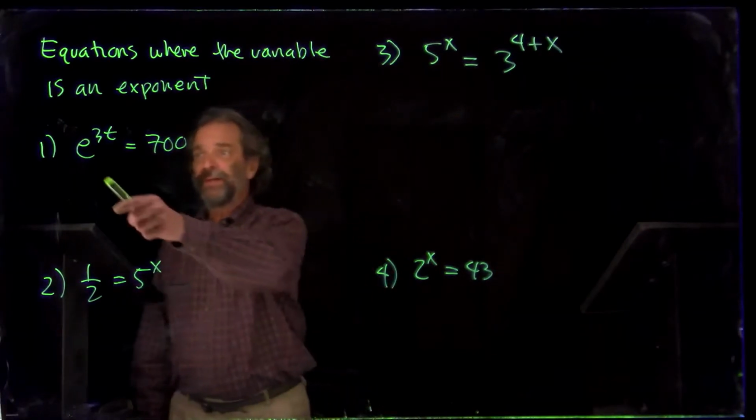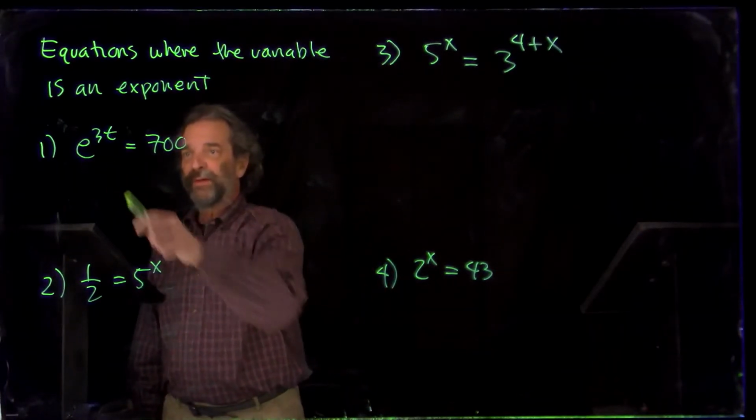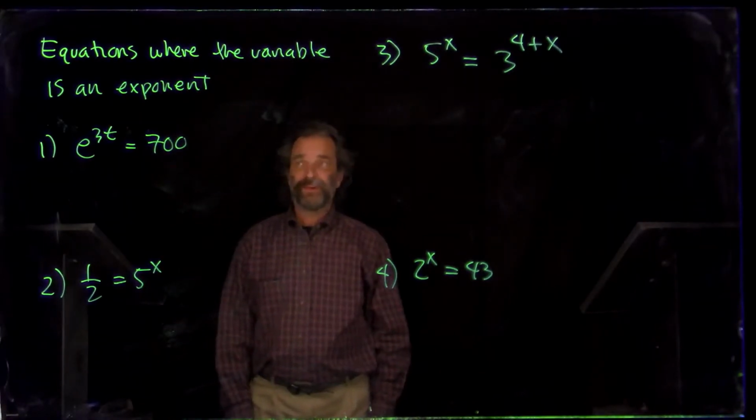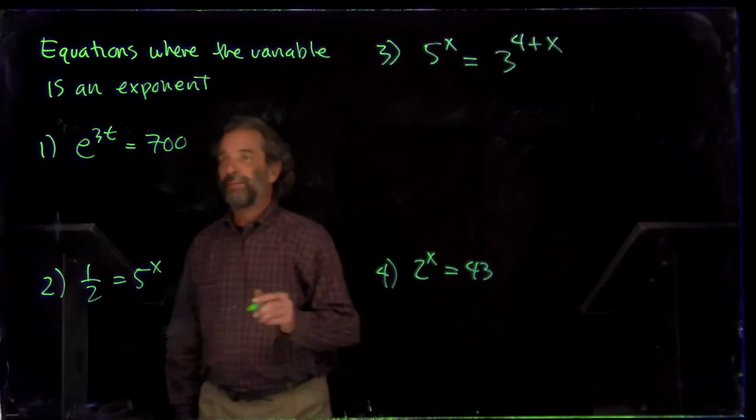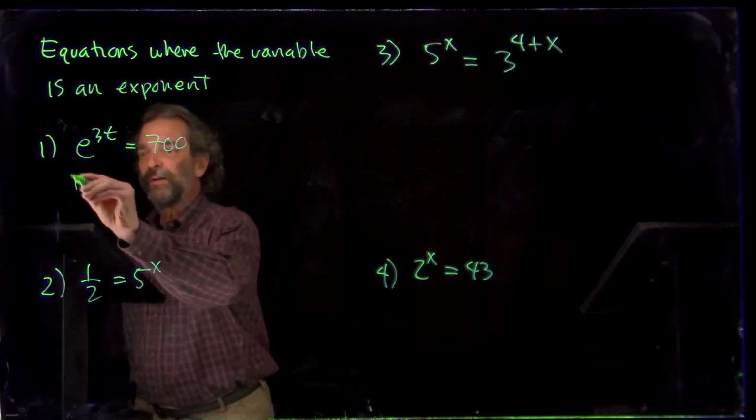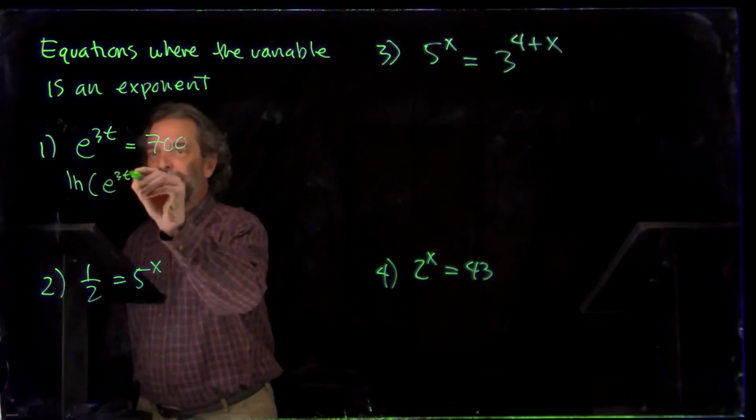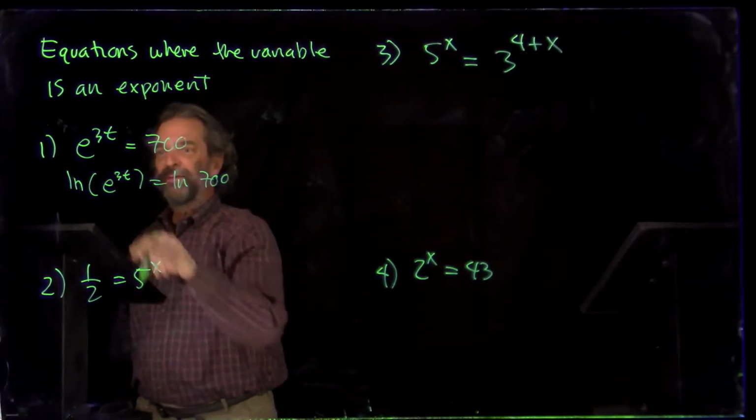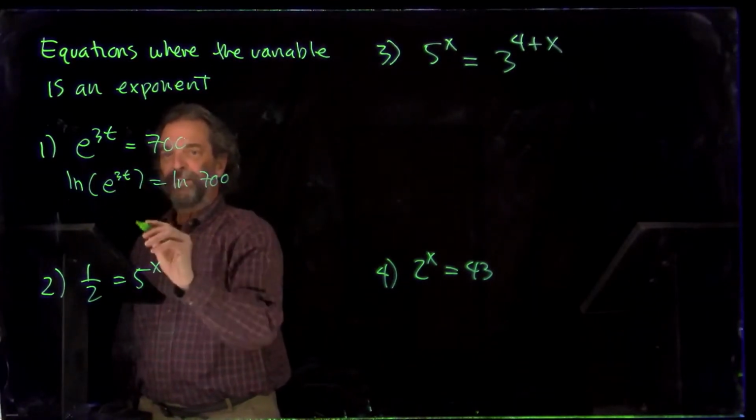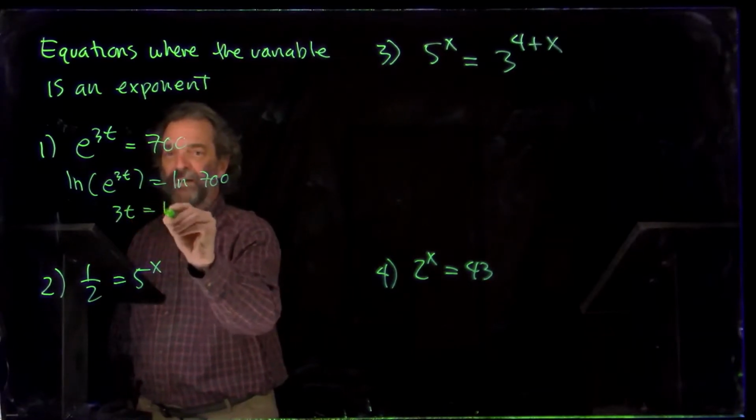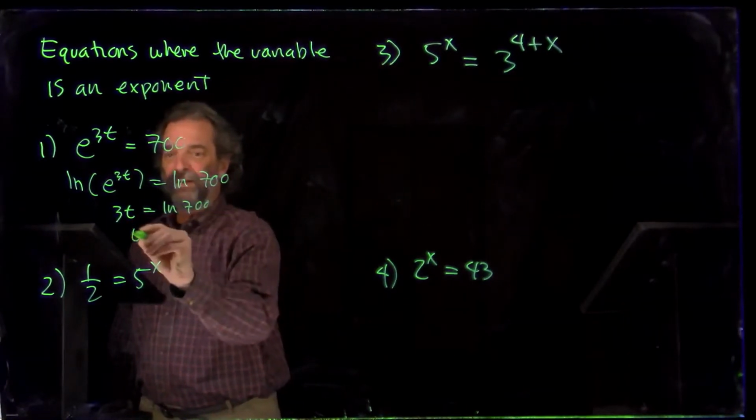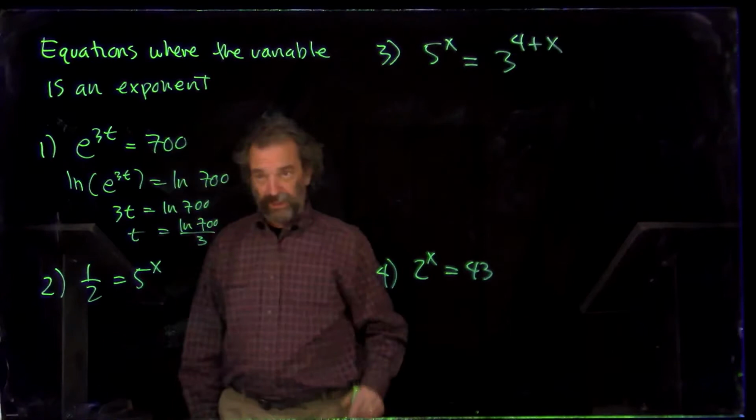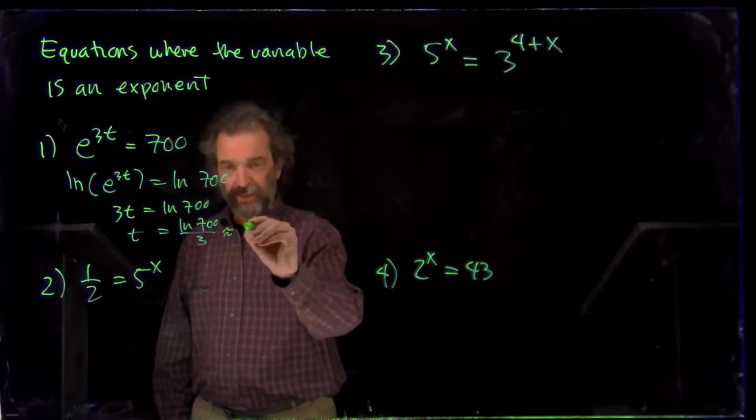If the base is already exponential, like this one is here, the exponential function, then it makes sense to use the natural log on both sides of the equation. So seeing that e there tells me I'm going to use a base e logarithm. I'm just going to write down log of e to the 3t is log of 700. And then these two functions are inverses, so log of e to the something is just the something. So I get 3t is log of 700, and t is log of 700 over 3. And then you can put that in your calculator and get 2.184.